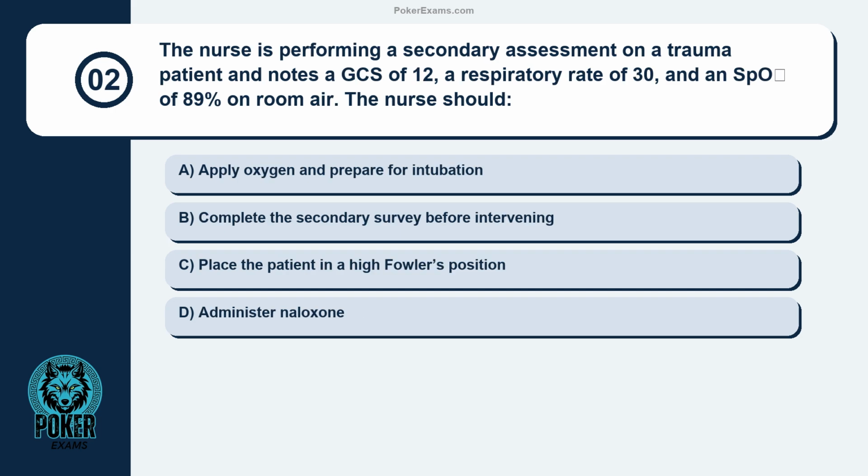Question 2. The nurse is performing a secondary assessment on a trauma patient and notes a GCS of 12, a respiratory rate of 30, and an SpO2 of 89% on room air. The nurse should apply oxygen and prepare for intubation. Complete the secondary survey before intervening. Place the patient in a high Fowler's position. Administer naloxone.